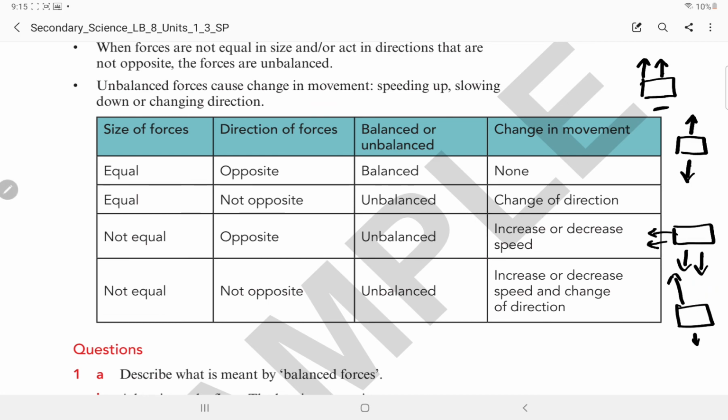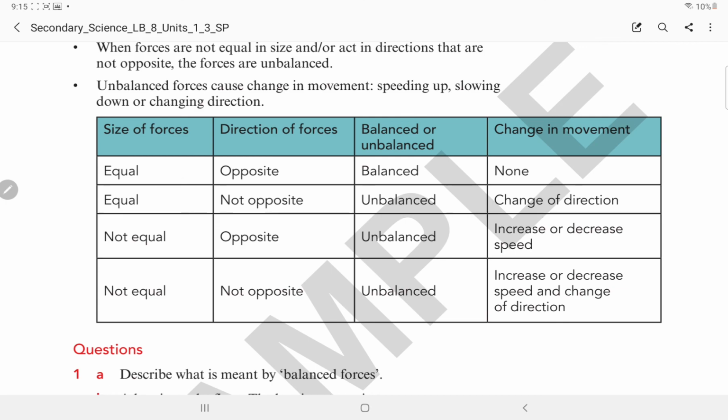Then there is increasing speed or decreasing speed. In this case the speed decreases because the resultant force is upward, so automatically the speed reduces. Next, the size of the force is not equal and not opposite. It is unbalanced overall, causing an increase or decrease in speed, and there is a change of direction. At this position the forces act in different directions. This is known as change of direction.